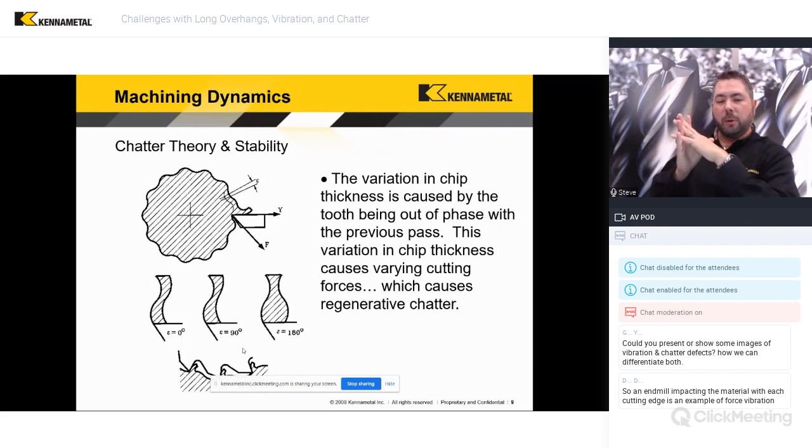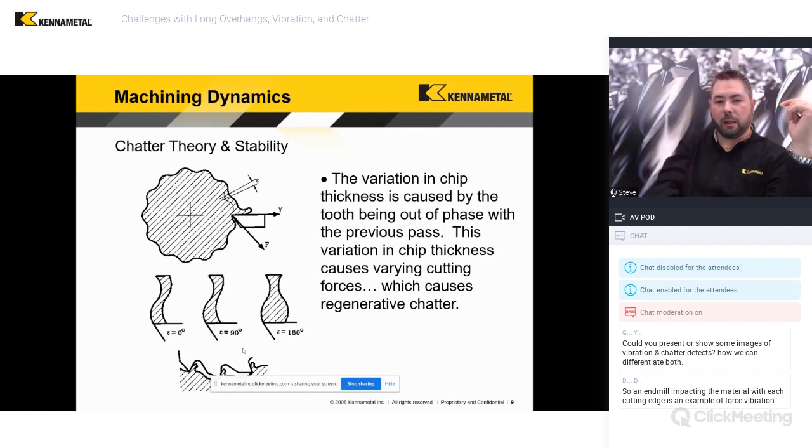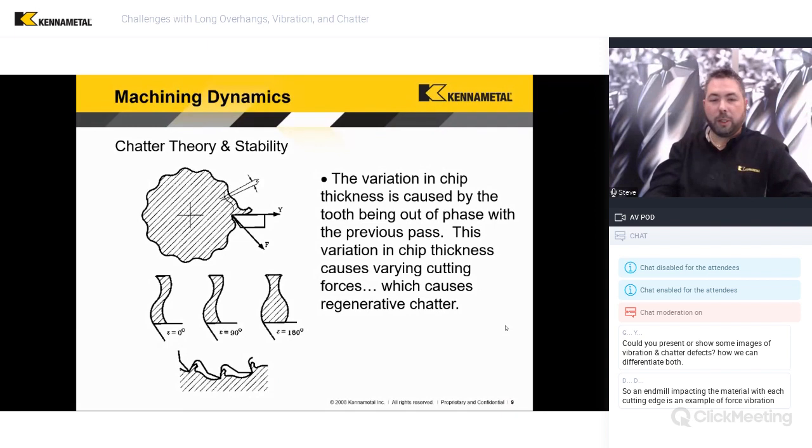Basically, when I get to the point that I'm really thin and really thick, depending on that phase relationship, that is really what's going to cause chatter, okay? Because I cannot control my chip thickness anymore. My chip thickness is now a function of both my input in terms of my machining parameters and what the system is doing, and usually the system being the tool and the tool tip.